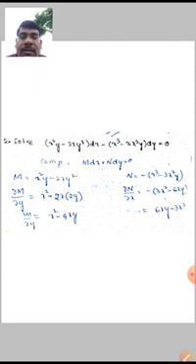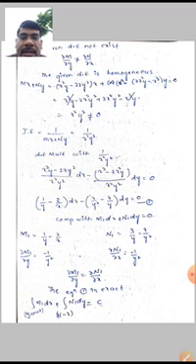Here both are not equal, therefore the given differential equation is not an exact differential equation. Now we have to check whether the given differential equation is homogeneous or not. Here each term has the third degree, therefore the given differential equation is a homogeneous differential equation.